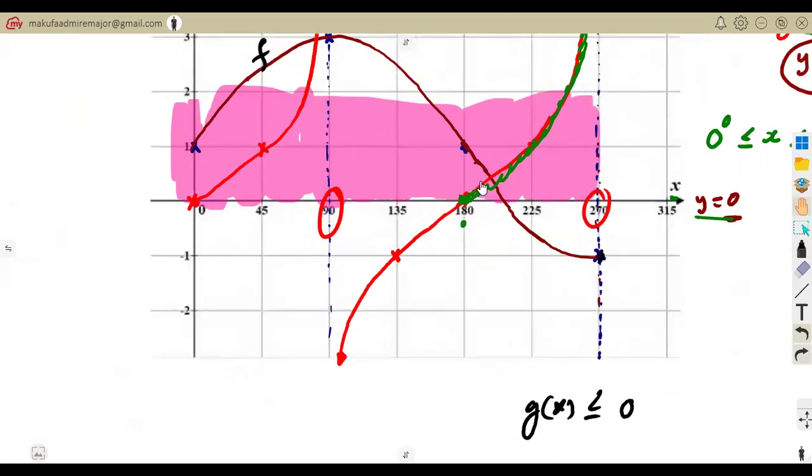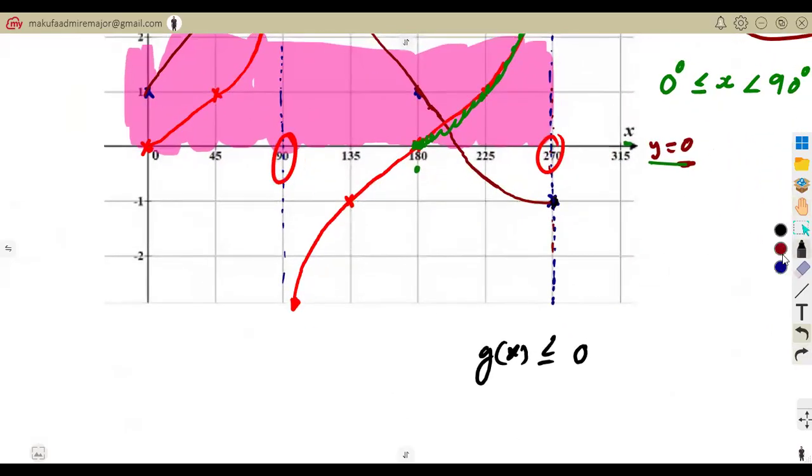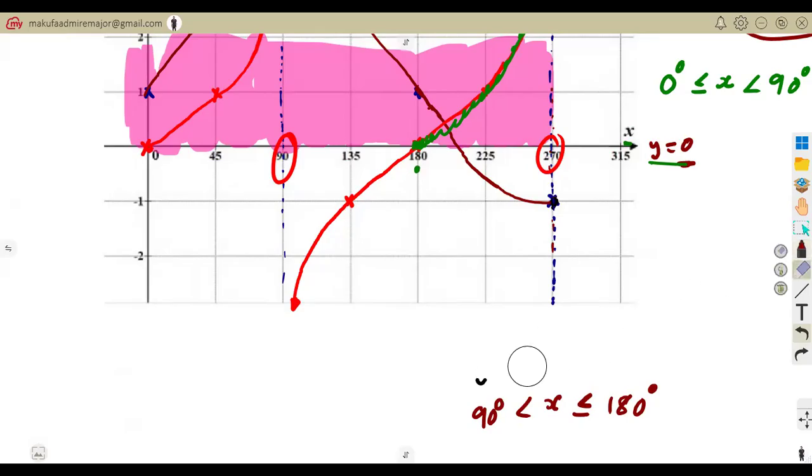From where? Are we going to be talking of 90 degrees? No. x cannot be equal to 90. So x is supposed to be greater than 90 degrees, up to where? Up to 180 degrees, up to a condition where x is less than or equal to. Equal means it's also involved. This is where g(x) is less than 0. So they can ask it like that. It's not like they're going to repeat this one. They can ask it this way.